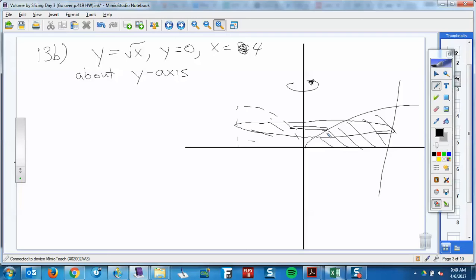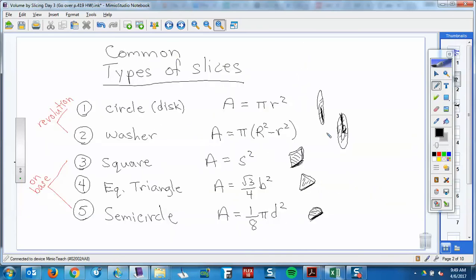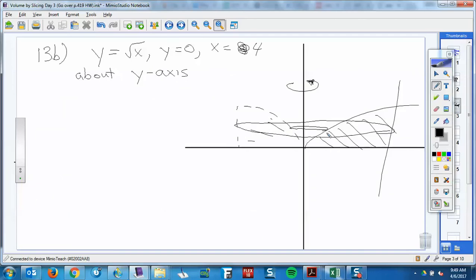But you go back through the AP test, the volume of solid problems, the revolution problems that you run into on the AP test, almost always that region has some empty space between it and the axis of revolution. So washers are pretty common. Okay, but when it's revolution, it's got to be one of those two. Like I say, pretty common that it's washer.